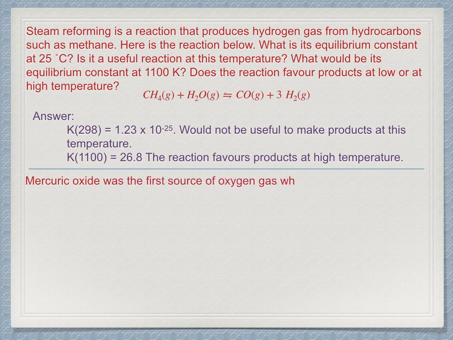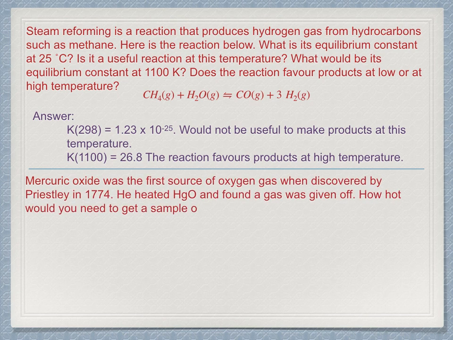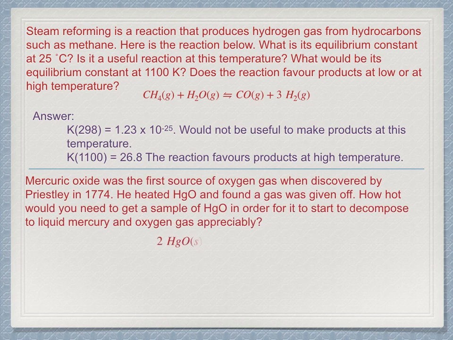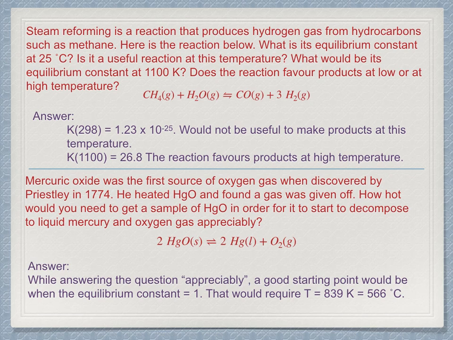Here's another one. Mercuric oxide was the first source of oxygen gas when discovered by Priestley in 1774. He heated HgO and found a gas was given off. How hot would you need to get a sample of HgO in order for it to start to decompose to liquid mercury and oxygen gas appreciably? Well, the answer is about 566 degrees Celsius. Do you know how to approach these kinds of questions?